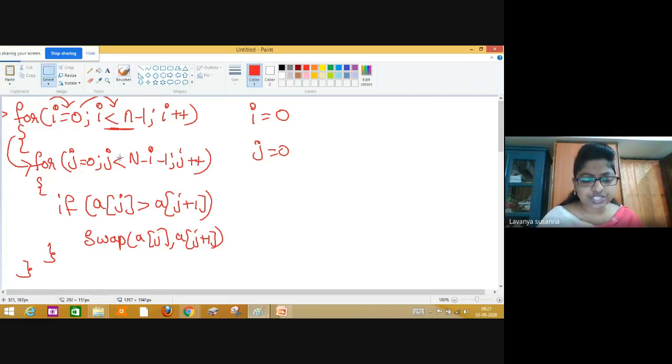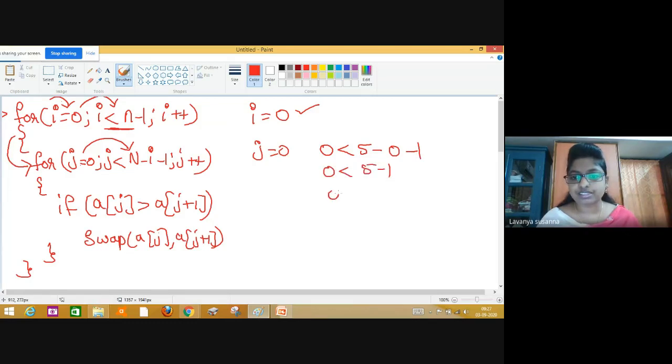Now, see the condition. After executing j equal to 0, control goes to check the condition. What is the condition? j = 0 is less than n, which is 5, minus i. I equal to 0, right? 5 minus 0 minus 1. 0 less than 5 minus 1, so 0 less than 4. It is true, right? When this condition is true, control goes inside the for loop.